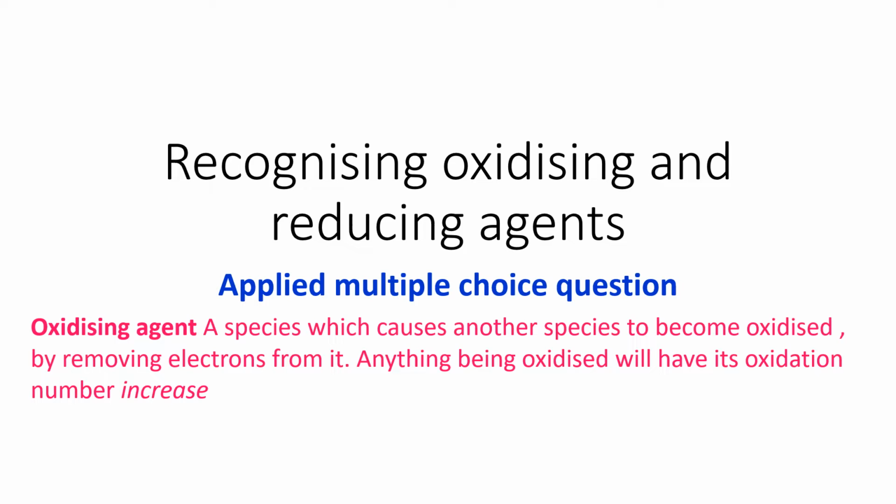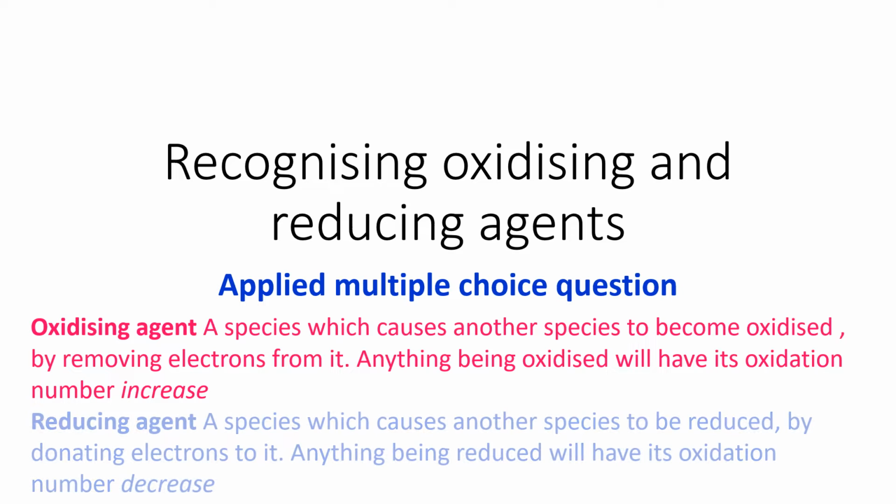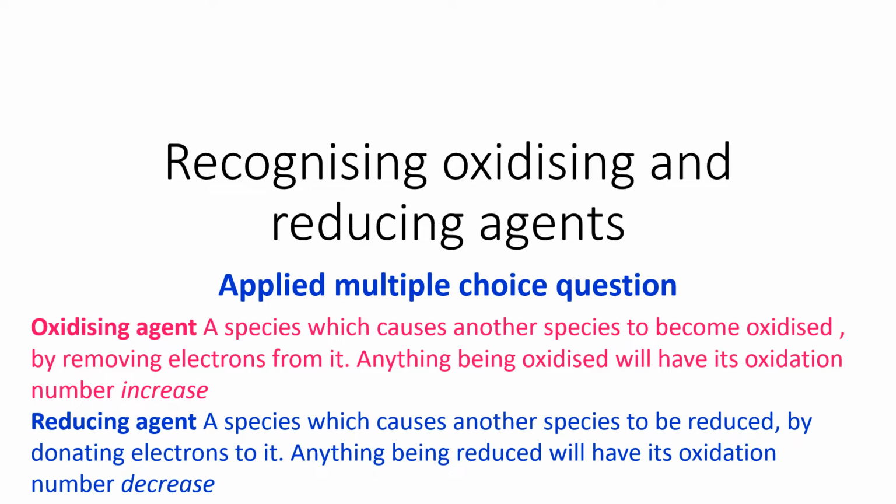An oxidizing agent is anything which causes another species to become oxidized, and it does this by removing electrons from it. So anything that's oxidized as a result will have its oxidation number increase. In contrast, a reducing agent is a species which causes another species to be reduced by donating or giving electrons to it. So anything that's reduced in this way will have its oxidation number decrease.